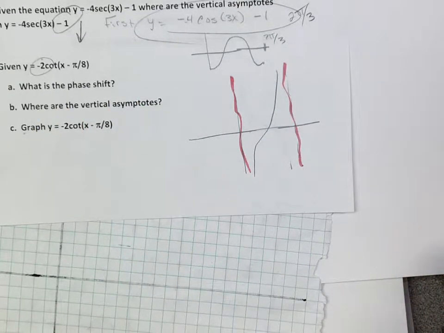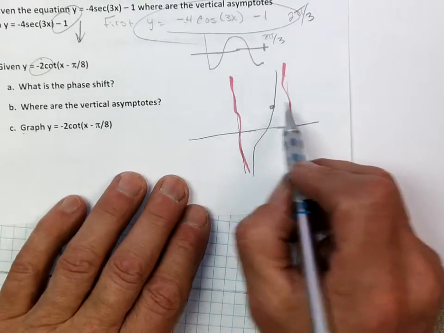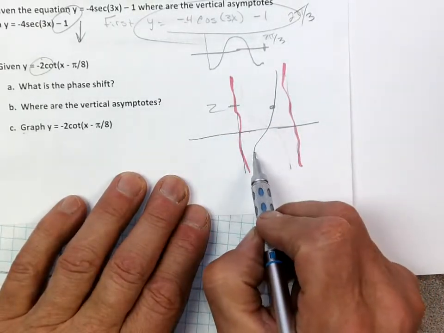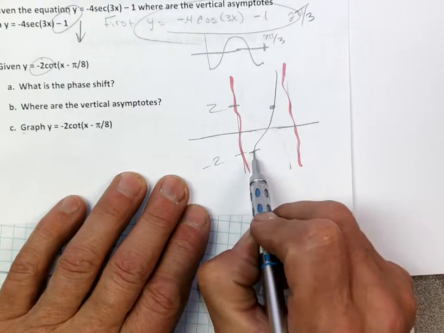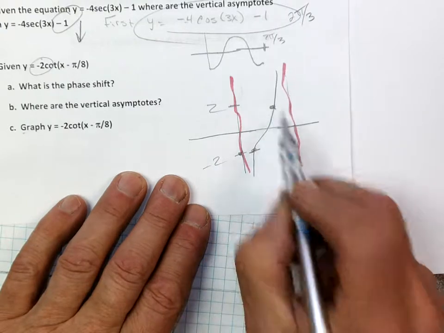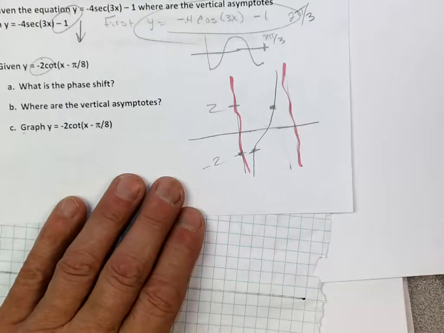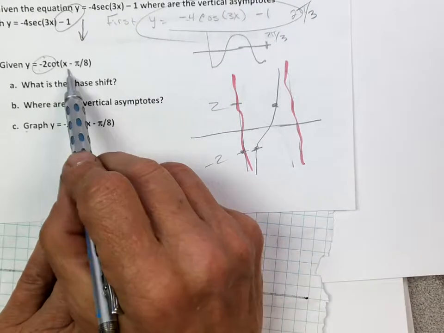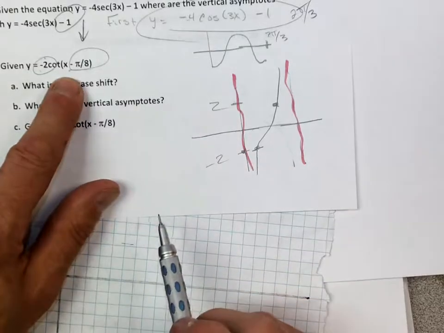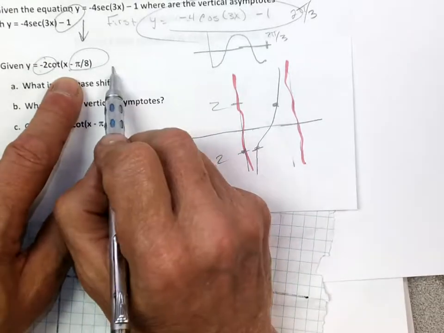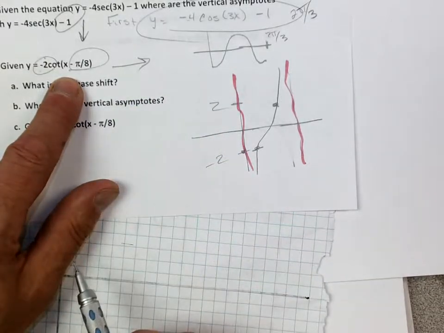Now, this point right here is going to be at a height of 2, and this point right here is going to be at a height of negative 2, okay? It's a tiny thing, but, okay, because of the 2. Now, that's my cotangent curve, and the only thing I'm going to do with this cotangent curve is move it pi 8 that way, okay? Because it's got to go the opposite direction.